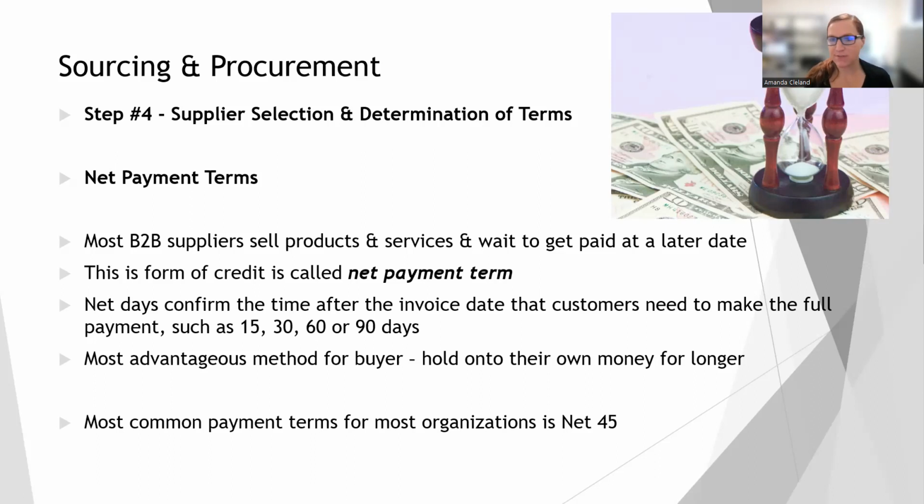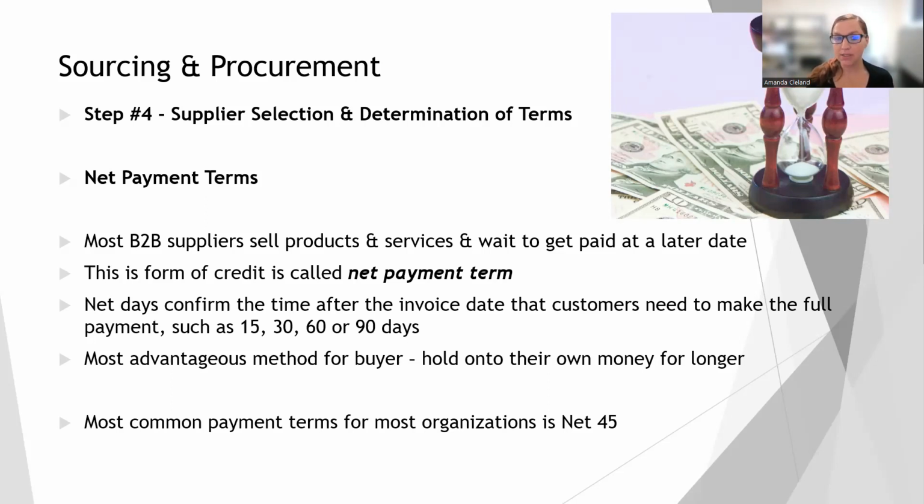Usually you'll see net 15, so that means they have to pay within 15 days, net 30, net 60, or net 90, but you could see all the way up to net 180. And this is the most advantageous method for the buyer, for us as the buying organization. We get to hold on to our money for longer. We can do whatever we want with that money for the number of days that we have to pay.